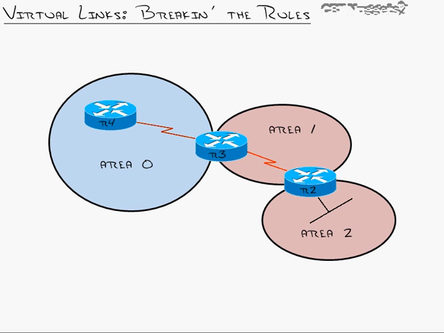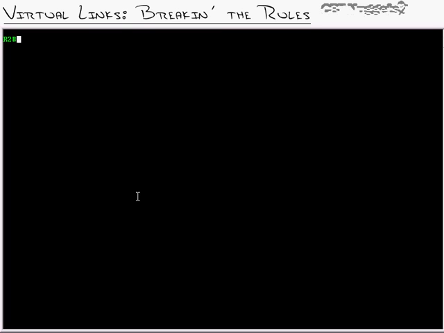Now, as of right now, I have a configuration set up to where router 4 is completely immersed in area 0, and it's already configured. Router 3 has one interface in area 0 and one in area 1, making it an area border router, and it is already configured. Router 2 is yet unconfigured because I want to show you what exactly happens when we set this up. So I'm going to start off on router 2.